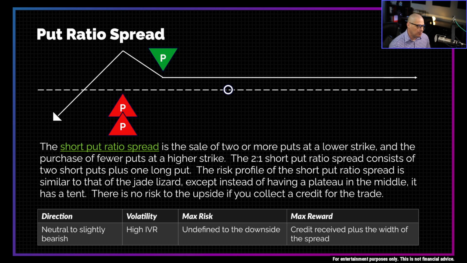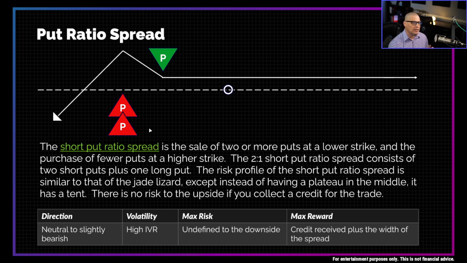One of the really neat things about the put ratio spread is that there is no risk to the upside as long as you collect a credit for the trade. So make sure you put on the trade correctly, where you're definitely receiving a credit when you trade the put ratio spread. As long as you receive some credit, you have no risk to the upside on the trade. You cannot lose no matter how high the stock goes up. And of course, you make your maximum profit here on the 2 short puts. You see where the tinted area is, the highest point is exactly on top of your 2 short puts.